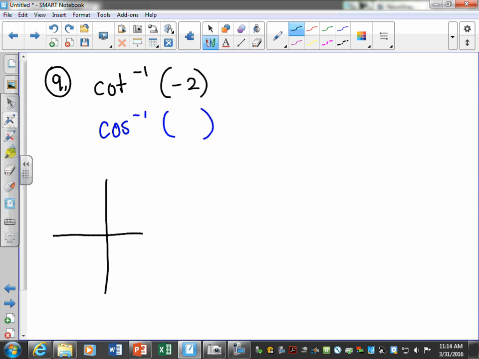Now cotangent and cosine do not have a reciprocal relationship, so we're actually going to have to go over here. Recall cotangent theta is your x over your y value. So we're either in quadrant 1 or 2, but if it's a negative value, where does that put us? In quadrant 2. So our x value is -2, and our y value is just going to be 1. So that's -2 over a known 1 right there. So x value, y value.